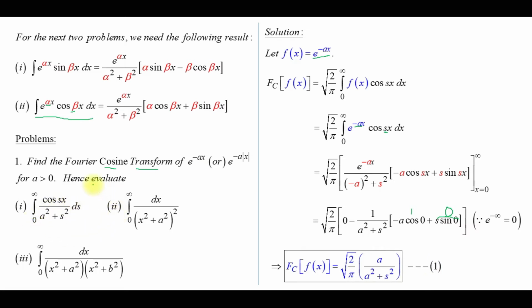Next, first deduction: the integral from 0 to infinity of cos sx divided by a square plus s square. Note the denominator is a square plus s square. Here also a square plus s square. So both are similar. That is, this deduction is similar to the Fourier cosine transform of f of x. Therefore, we have to apply the inversion formula, because this term is similar to this term.